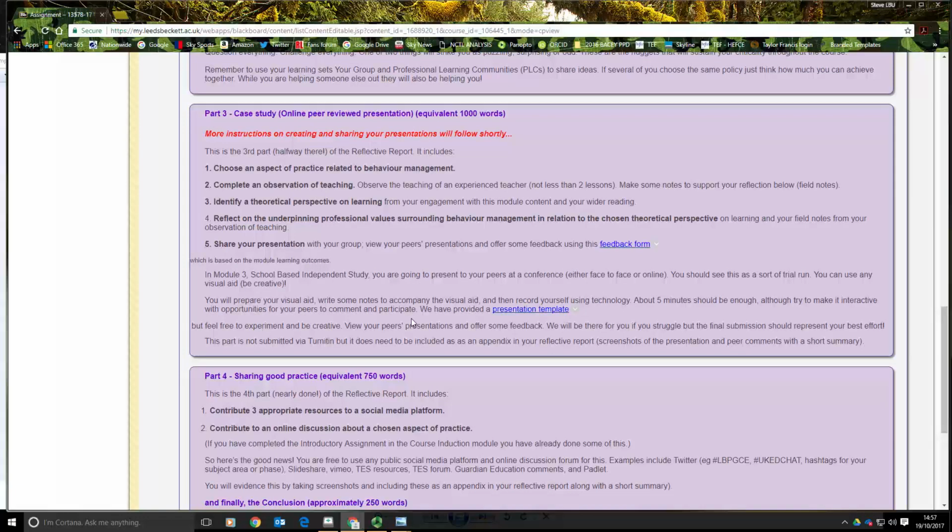So again, once you've done your observation and you've had a look at your theoretical perspectives, you can then reflect on how well your own understanding of professional values, which might be quite recent if you've only recently come into teaching, or might be quite long held. It gives you a chance to think back and say, how does that teacher manage behaviour? How is that different from the way that I manage behaviour? How is it different or similar to the way that the school promotes the ethos of children moving about in a safe and respectful and positive way?